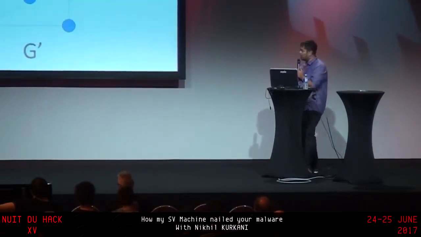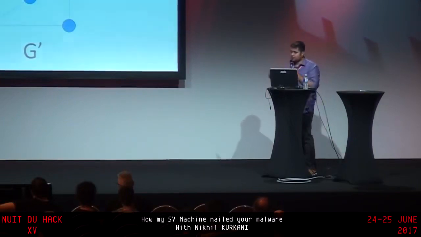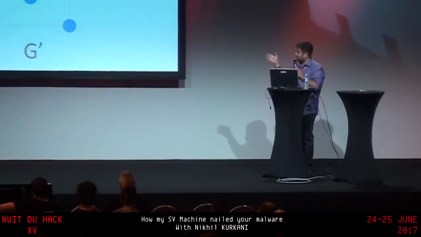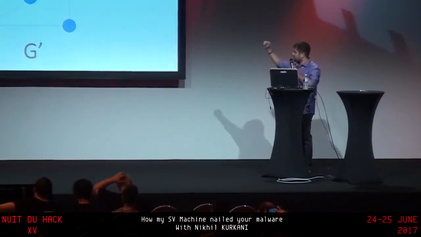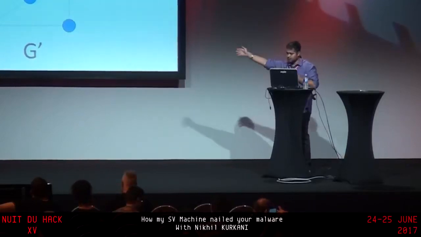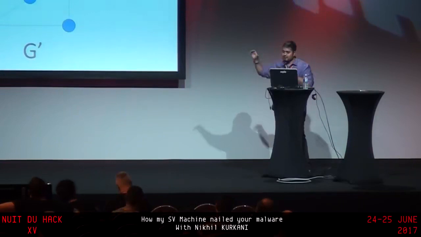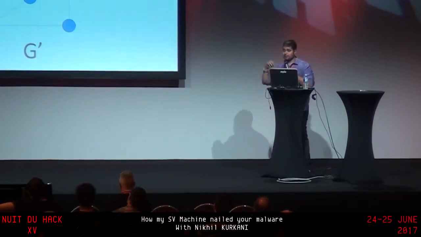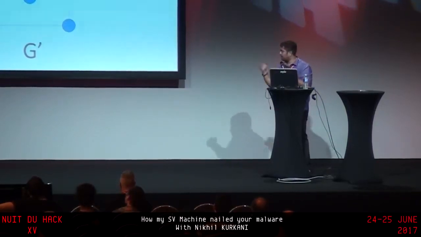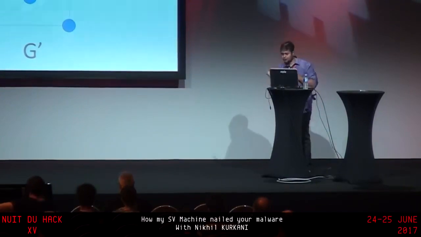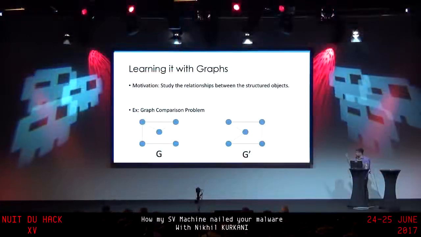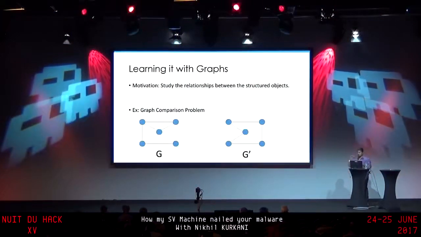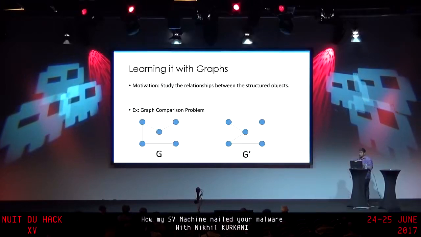Learning with graphs. The main motivation here was to study the relationship between structured objects. Let's take the graph comparison problem, wherein you have a first graph G and a second graph G prime. You would see that these are similar. This is just an example, but in the real world it's going to be really, really complex. The comparison of these two would be easily possible by a simple algorithm, but once the complexity increases over a period of time, you would need graph kernels for that.